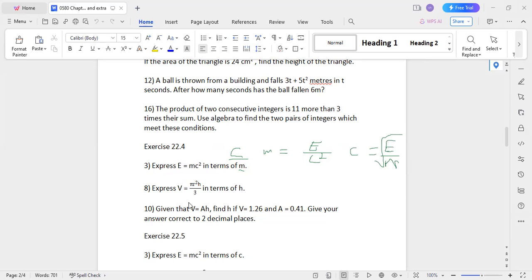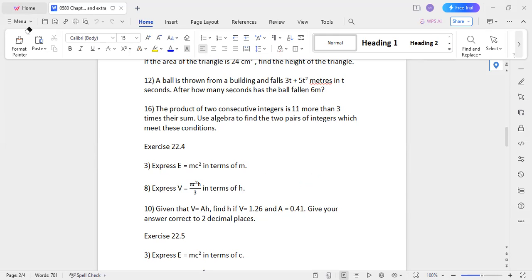How about the next question, question 8. How will you express V equals pi r squared h over 3 in terms of h? We want to make h the subject now. H equals 3V over pi r squared. Yep, that's good.